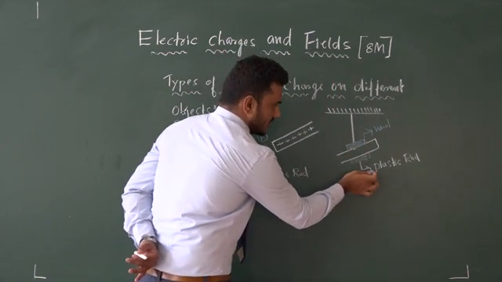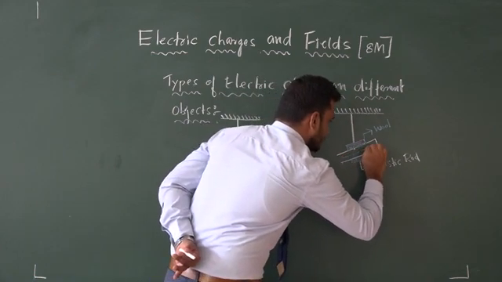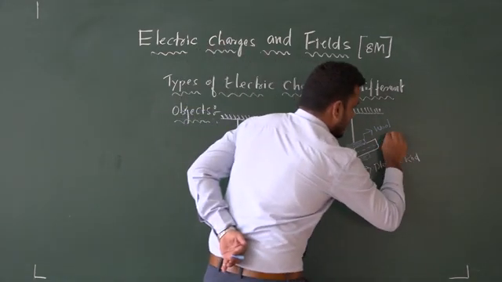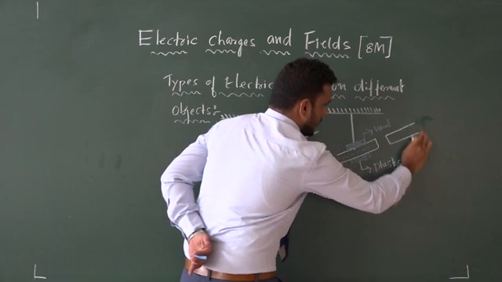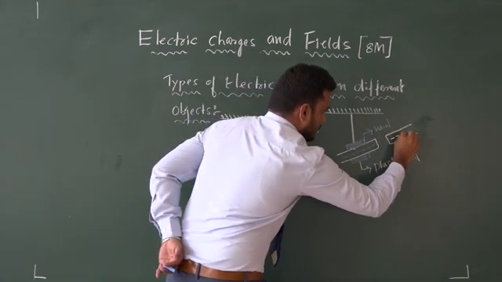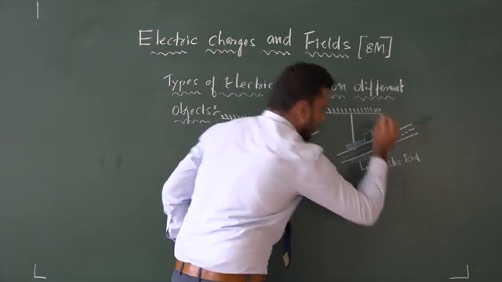Now when the plastic rod is rubbed by wool, it acquires negative charge. The same thing we are doing: we are bringing a similarly charged rod near the plastic rod, which means negative charge. Then again these two rods repel each other.